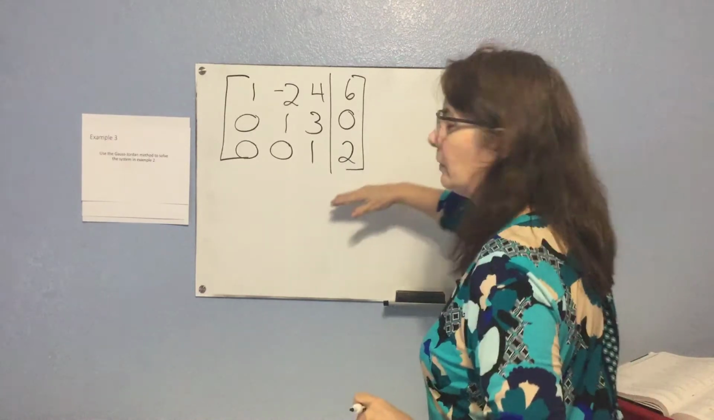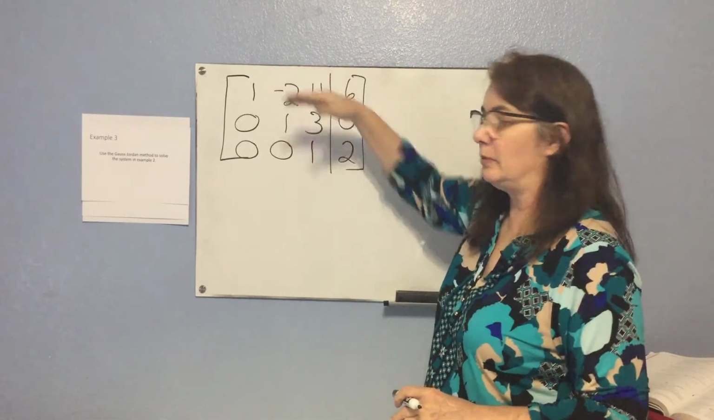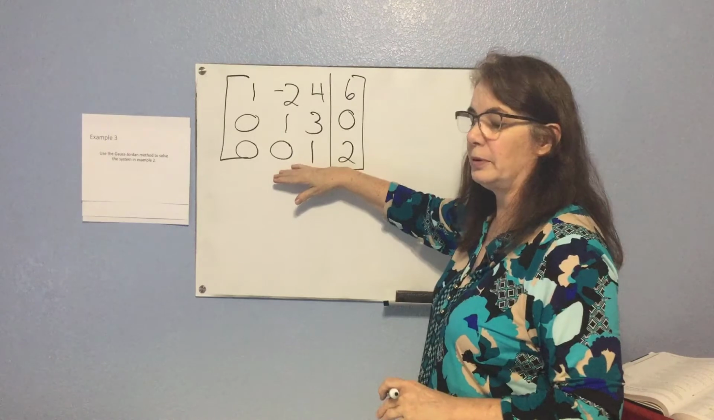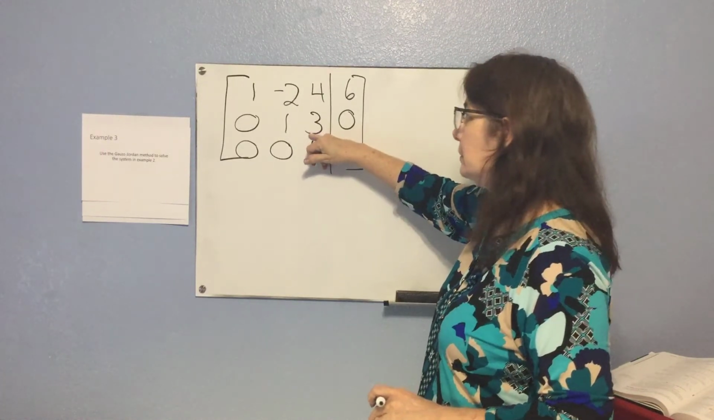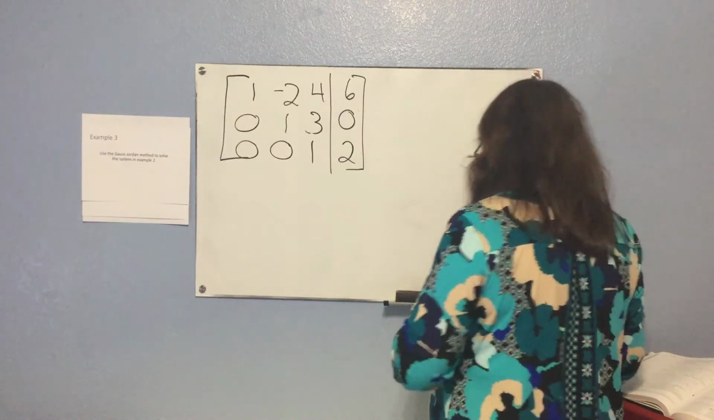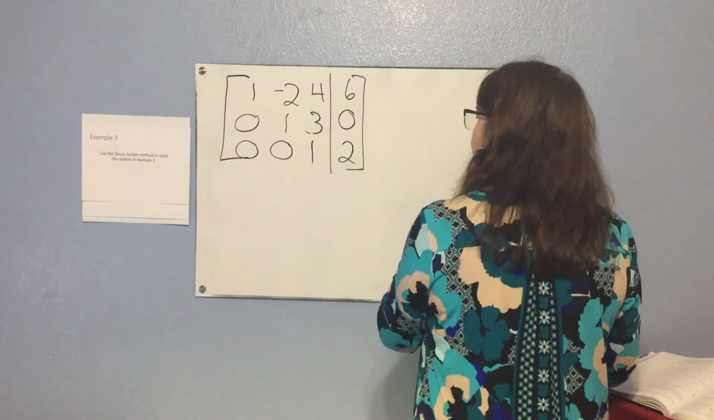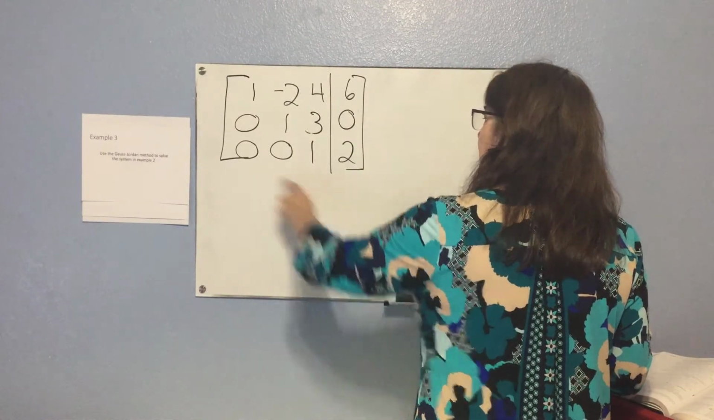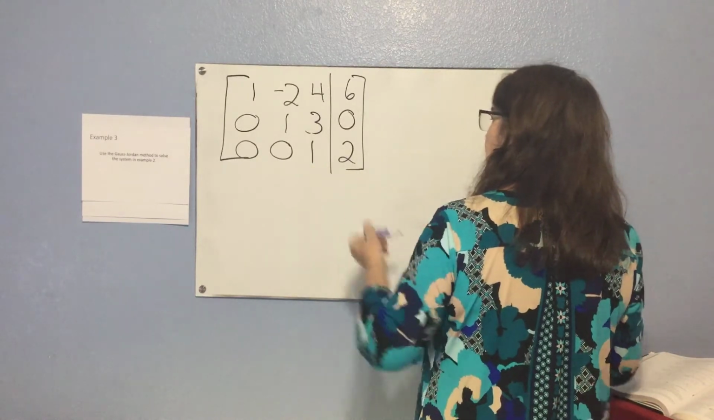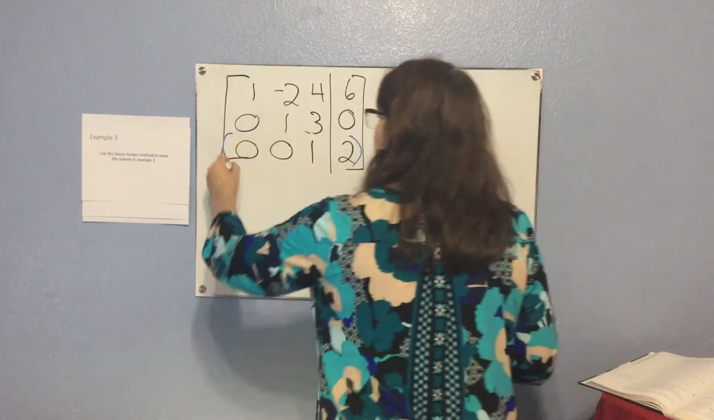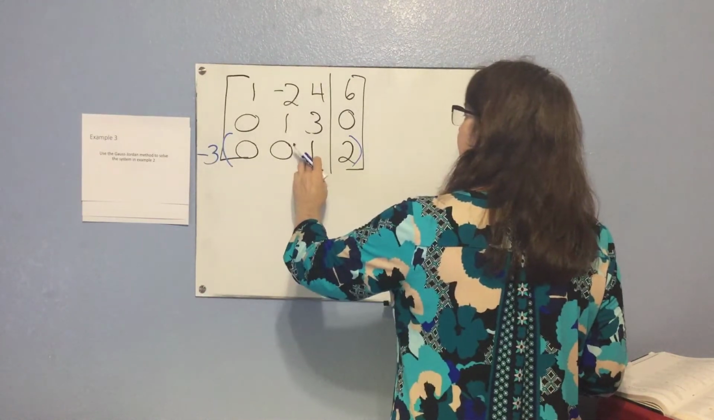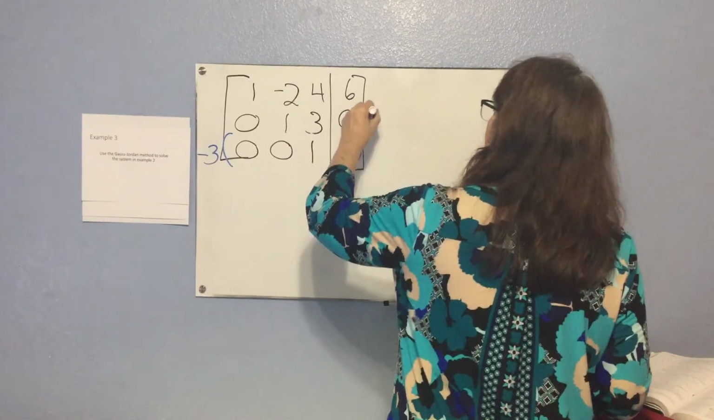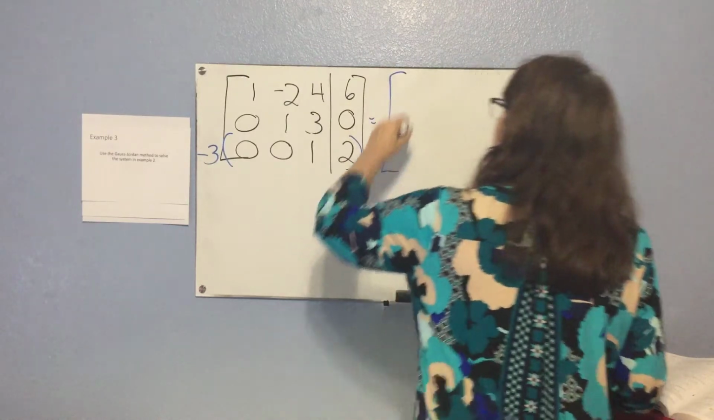Okay, now we're going to work basically backwards of what we did before. We're going to use multiples of row 3 to eliminate the 3 in row 2. So to do that, I need to multiply row 3 by negative 3. So I have a negative 3 here. And so here's my new matrix.